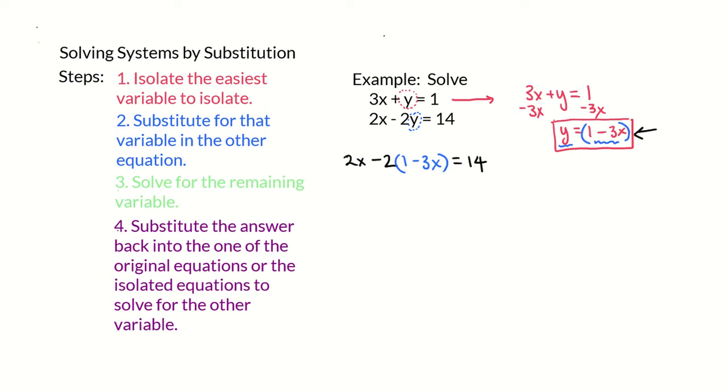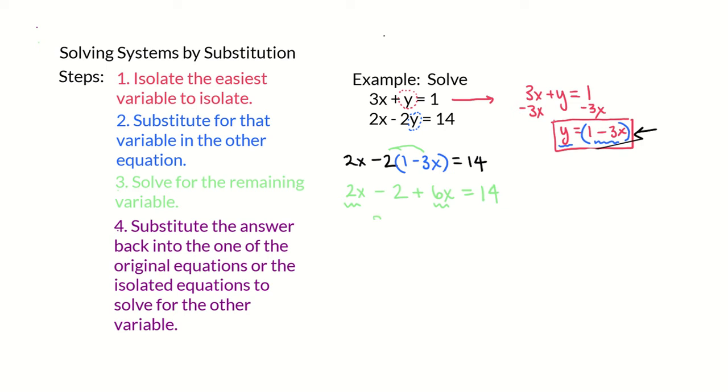So now step 3 is to solve this equation for the variable that remains. So that means we're going to solve this equation for x. Now to do that, we're going to distribute this negative 2. We would get 2x minus 2, and negative 2 times negative 3x is positive 6x equals 14. Then we want to combine like terms on this side.